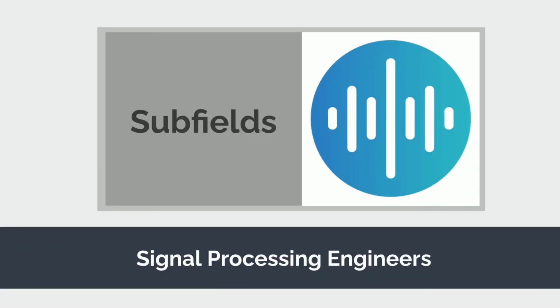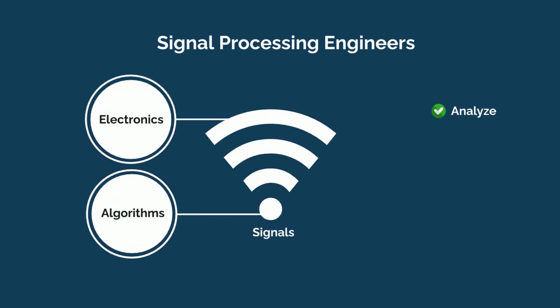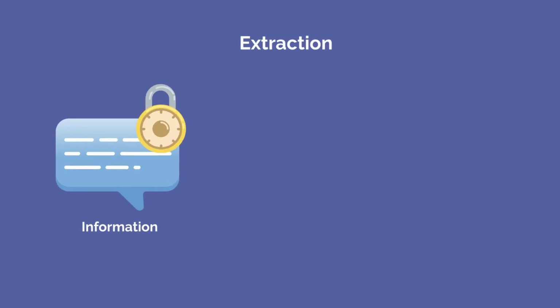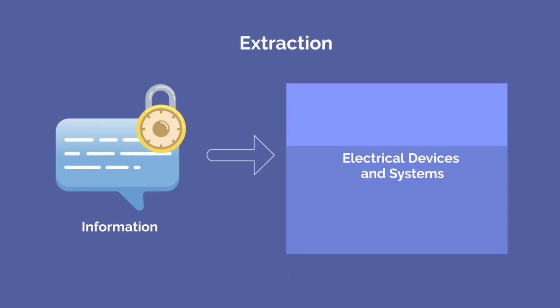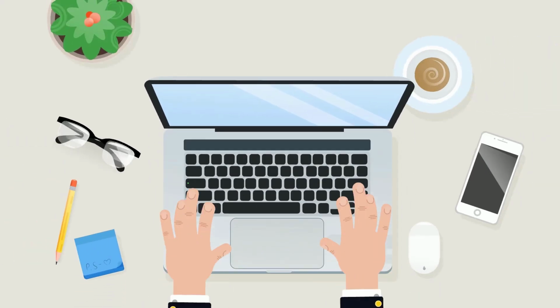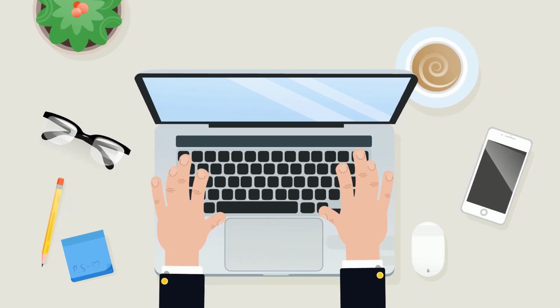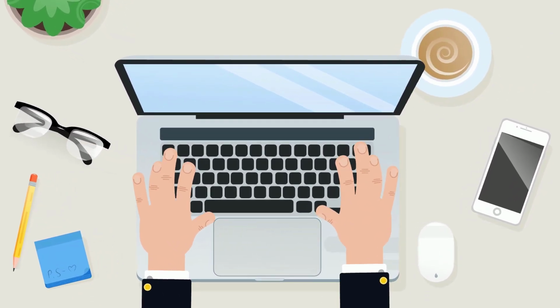Next, we take a deeper look at signal processing engineers. Signal processing engineers create electronics and algorithms that analyze, manipulate, and interpret signals to extract useful information and maximize the efficiency of electrical devices and systems. These engineers are very knowledgeable in data manipulating mathematics and programming insanely efficient algorithms.